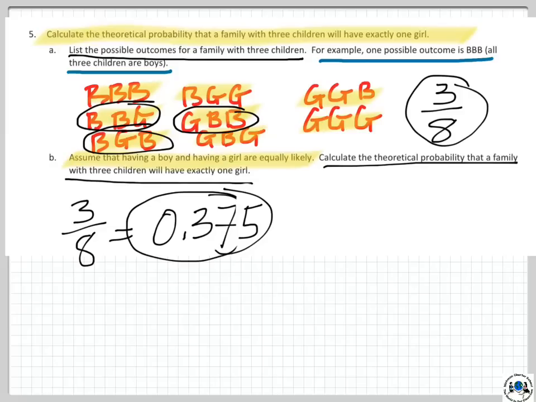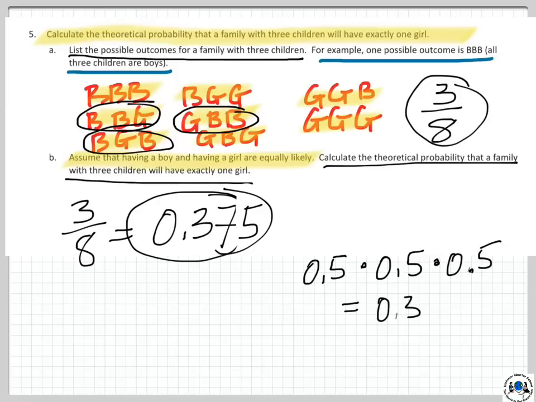And we could also look at it differently. They are equally likely, but the truth is, each time you have a boy or a girl, remember your probability there was 0.5 each time. So we could just multiply 0.5 by 0.5, and then multiplied by 0.5. And remember what we got. We got 0.375. Oh, sorry, no, this was 0.125.